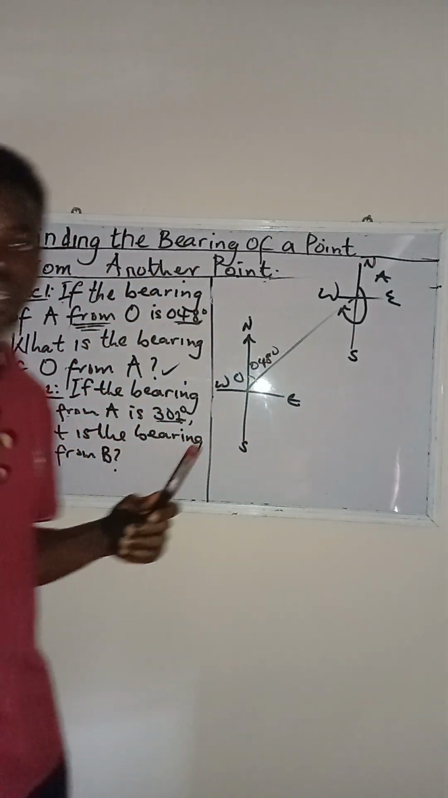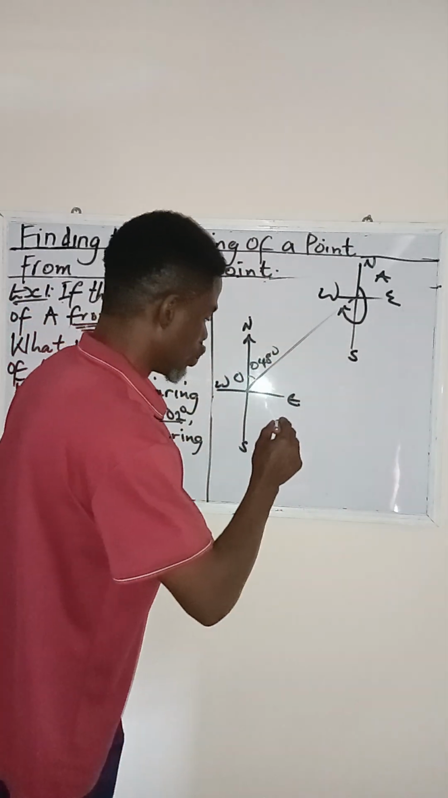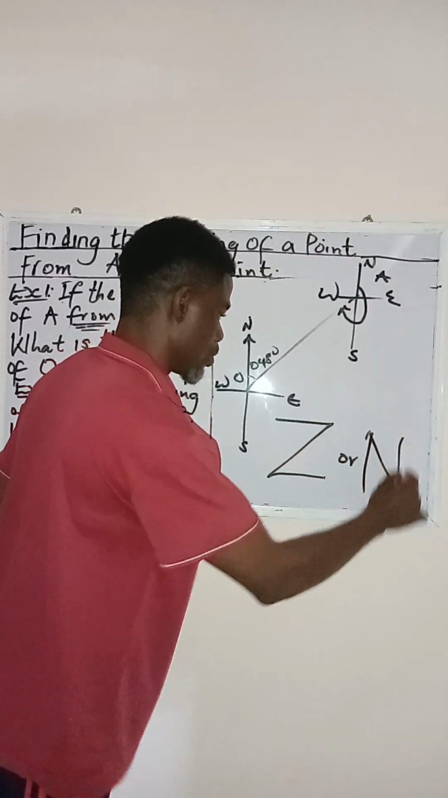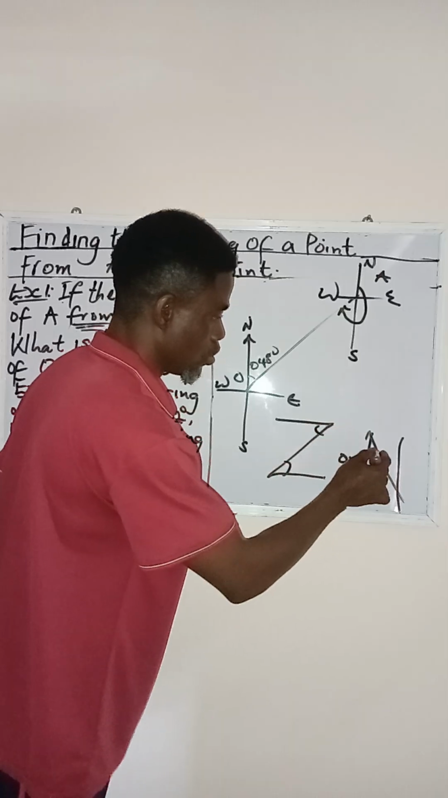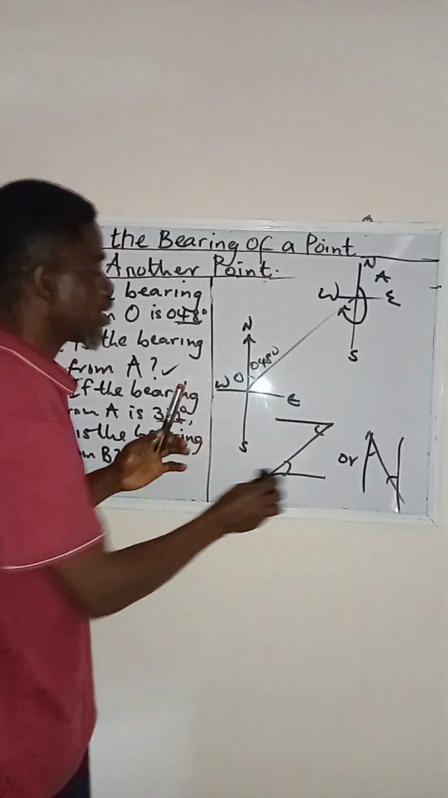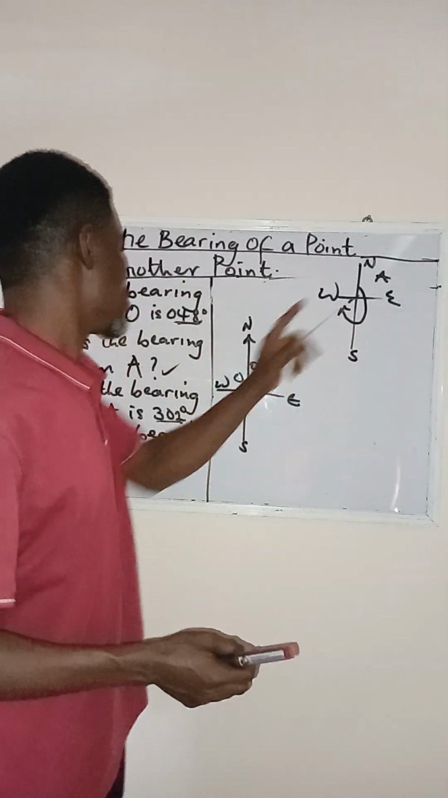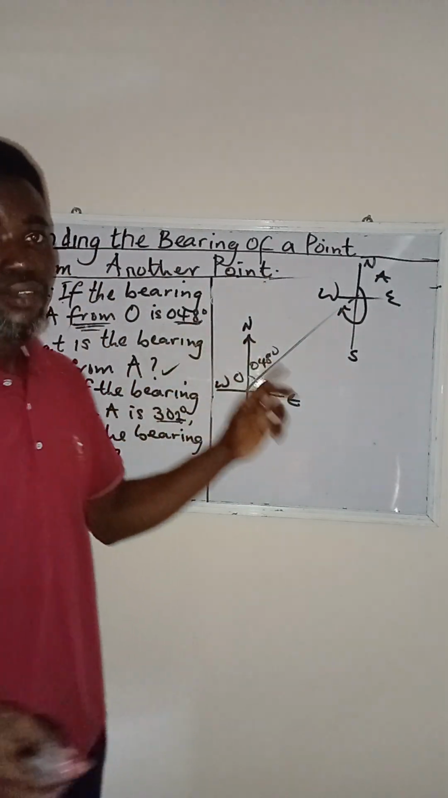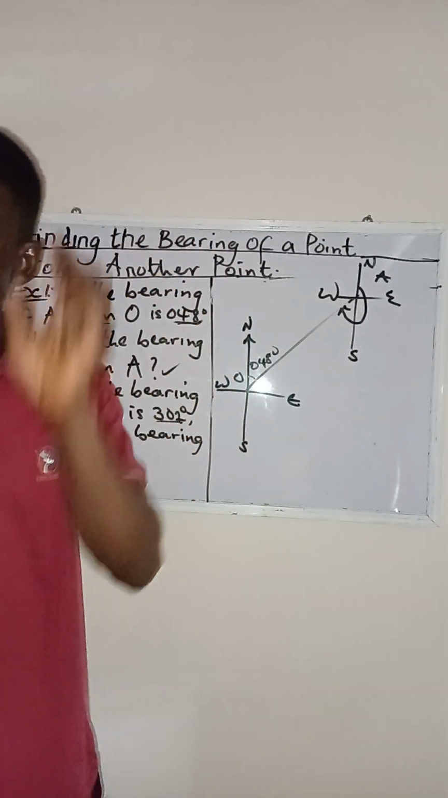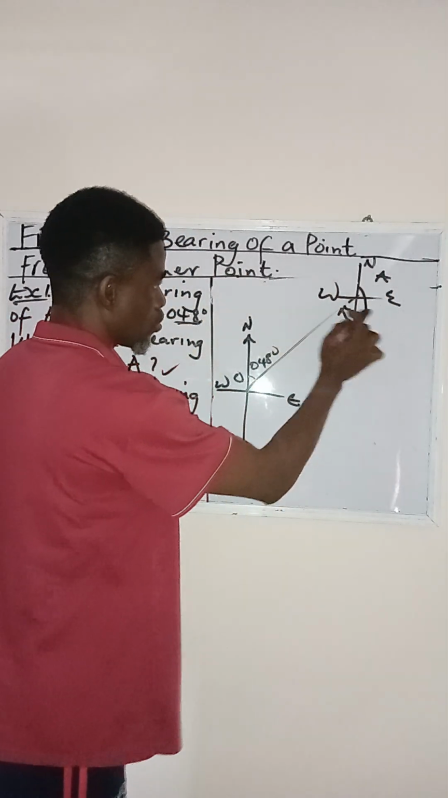When do we obtain alternate angles? That is when you have a Z shape or an N shape. That's when we always have alternate angles. And another thing, in a short way, how do you know the bearing of O from A? Anytime you are given an angle and the angle is less than 180, just add 180 to the angle to get the back bearing. This is what we call back bearing.